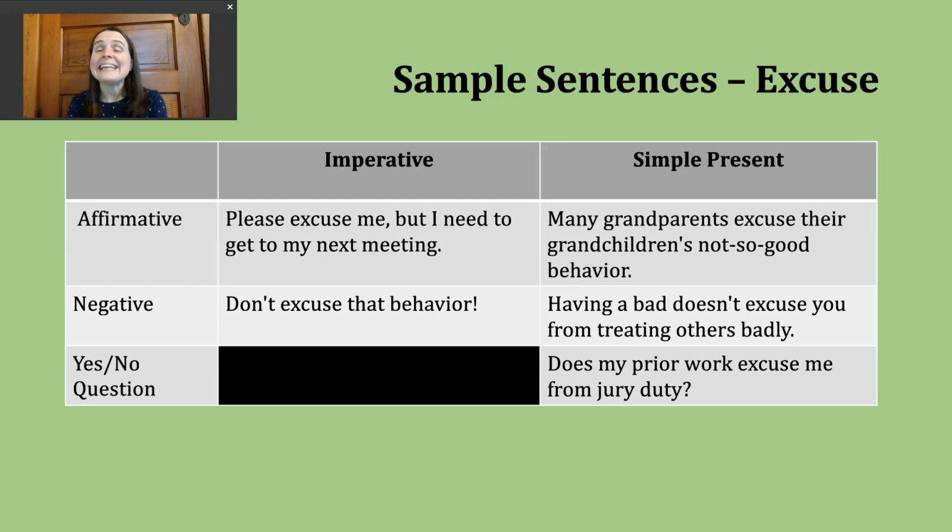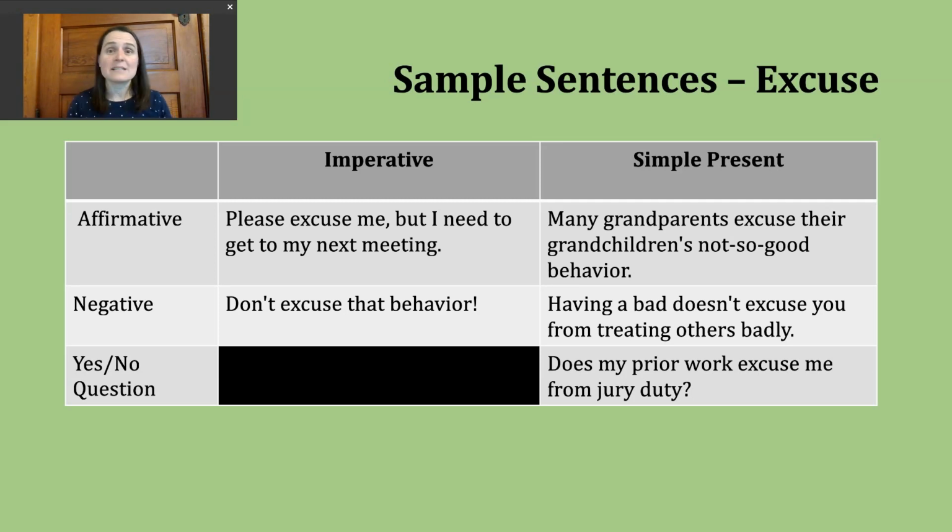Now, if I want to make a negative sentence in the imperative, so here I'm telling someone not to do a particular action, then I can begin my sentence with do not and then the base verb. Or I can use the contraction don't and then the base verb. You can see that in my example. Don't excuse that behavior. Ooh, maybe we can imagine a situation where someone has done something that we find offensive. Someone has done something bad.